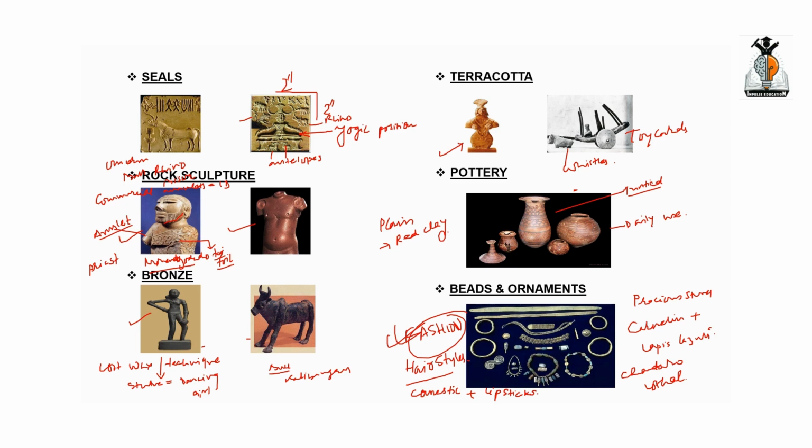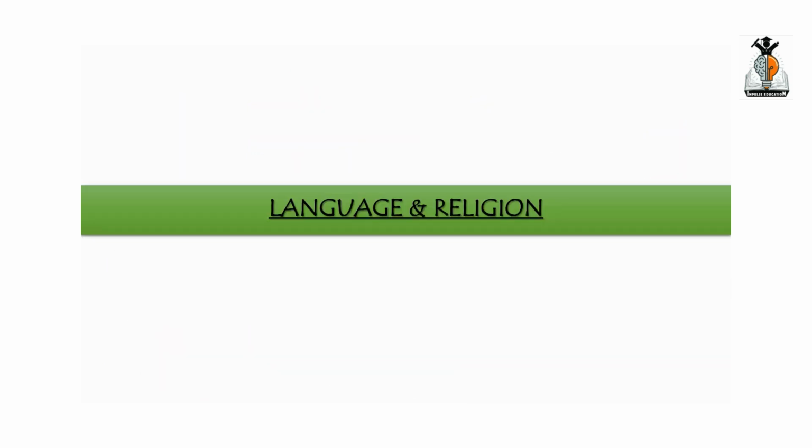Thus, here we can conclude that the arts and craftsmen of Indus Valley civilization were extremely skilled in a variety of crafts: metal casting, stone carving, making and painting pottery, making terracotta figures, using simplified motifs. Let us talk about the language and religion of Indus Valley civilization.